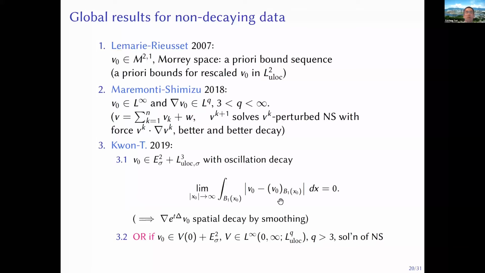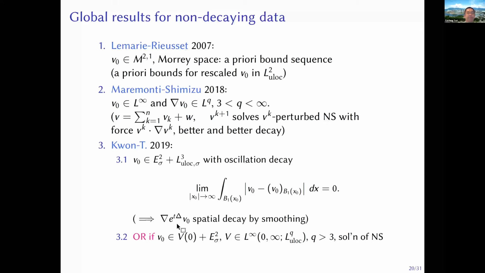And this is useful because this oscillation decay implies that the gradient of the solution of the heat equation with this initial data has spatial decay. That's because of the smoothing effect of the heat evolution. And then this oscillation decay becomes gradient decay.